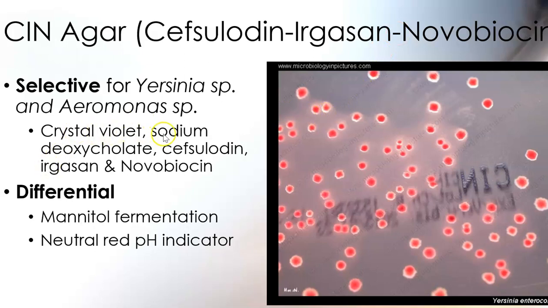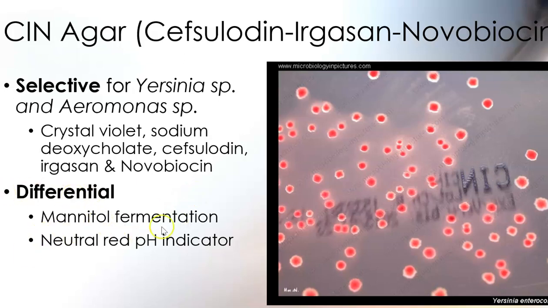So crystal violet, sodium desoxycholate, you guys already know that's going to inhibit gram positives, right? Because we've seen those on other media. The cefsulodin, irgasan. See, I can do it when I do it that way, but I can't do it when I try and say the name. I don't understand. And novobiocin, those are things that'll help to inhibit, including antibiotics that will help to inhibit all those other things, all the gram negatives, all the stuff.